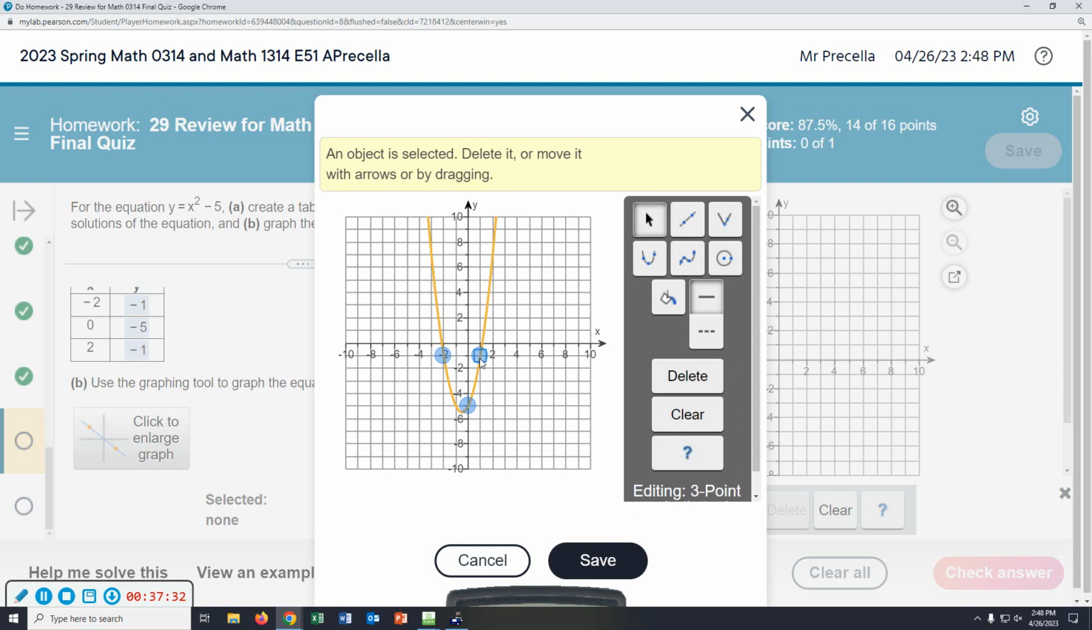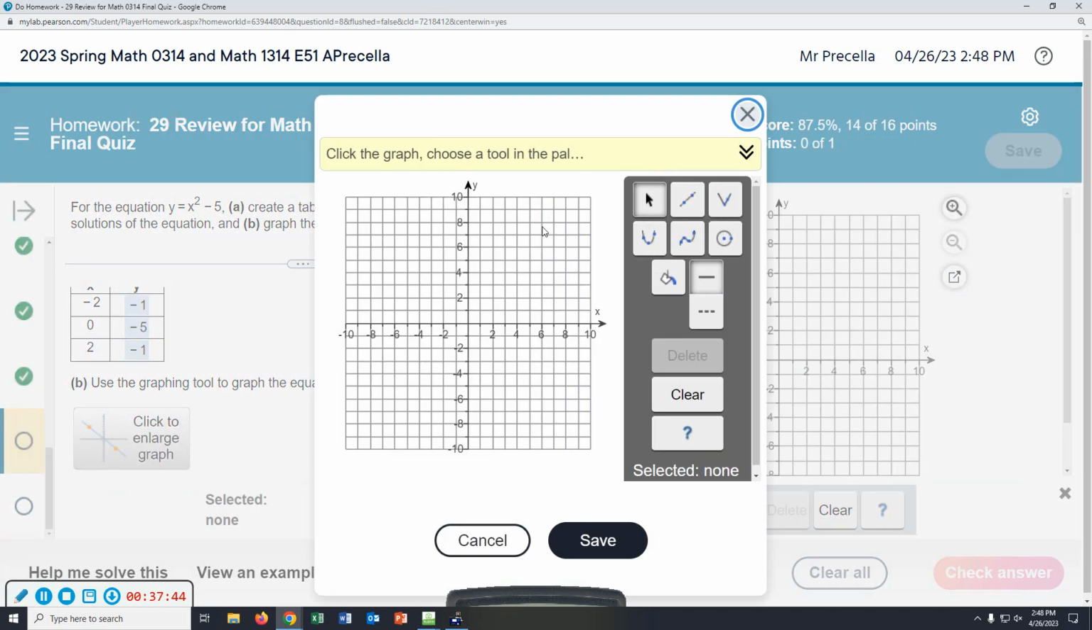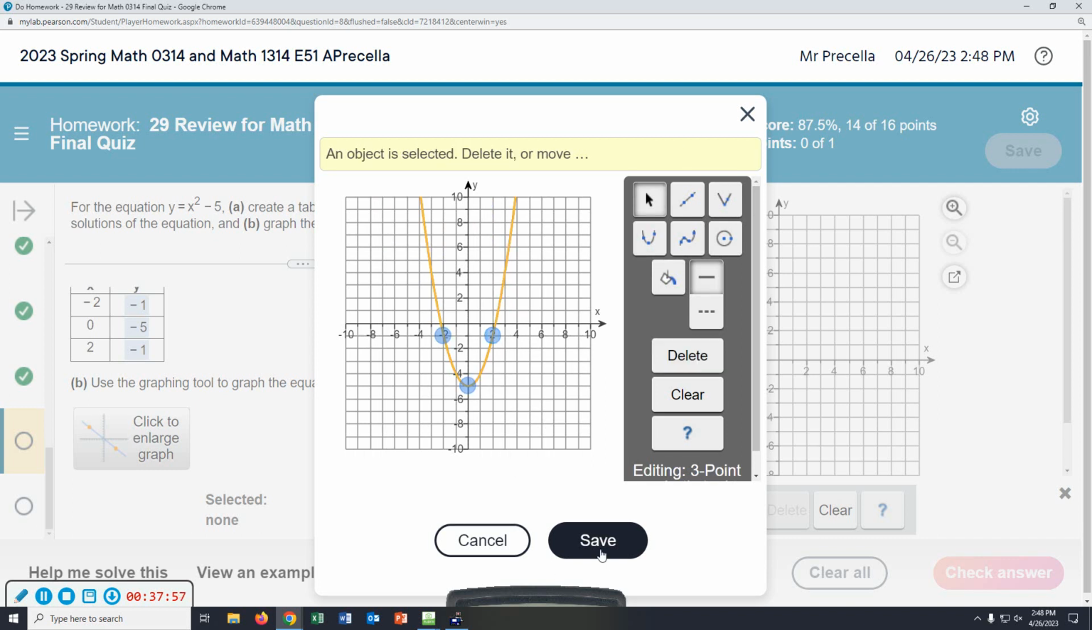Hey, Tim, I think you were at 1, -1, not 2, -1. I thought it's 2, -1. Oh, you're right. Well, shoot. Let me start over, I'm sorry. No, I interrupted you. I went to the wrong point. -2, -1, then 0, -5, and then +2, -1.